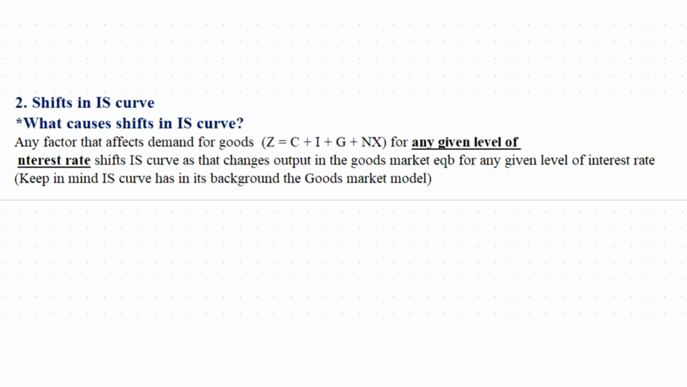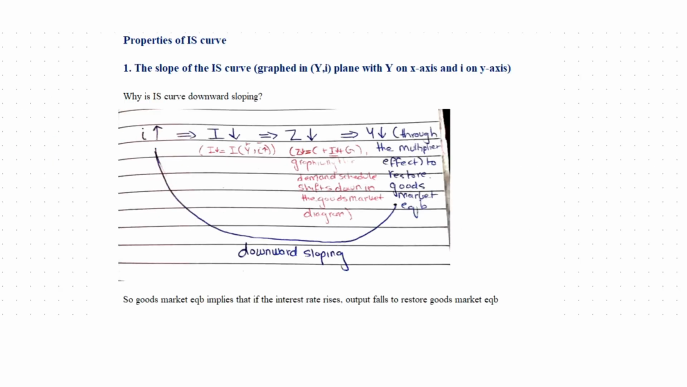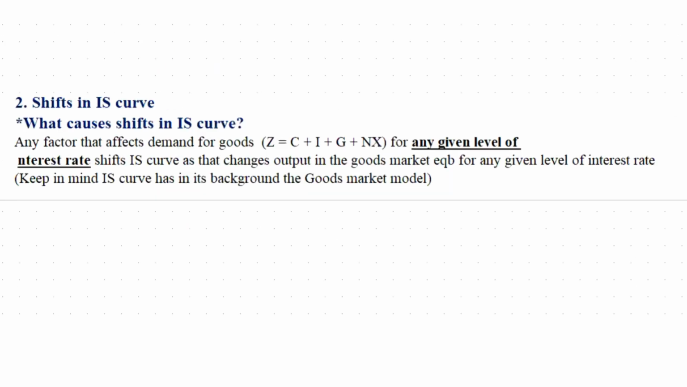Now, we looked at the IS curve is downward sloping because, like we said, when the interest rate changes, that changes output to maintain goods market equilibrium. If the interest rate increases, output decreases to restore goods market equilibrium. Now, what causes shifts in the IS curve? Any factor that affects demand for goods, which is C plus I plus G in a closed economy. In an open economy, we would also have net exports.